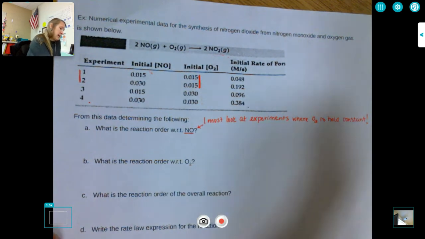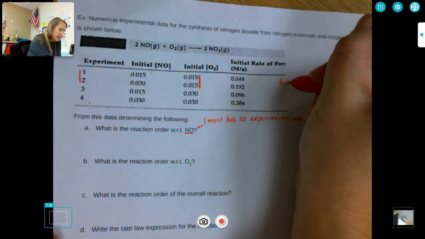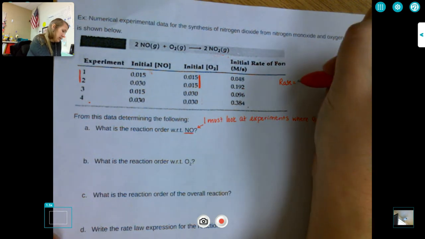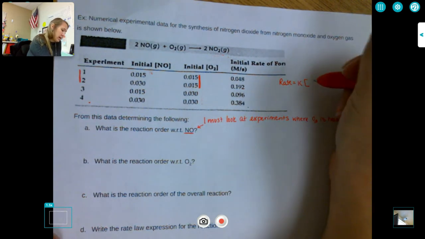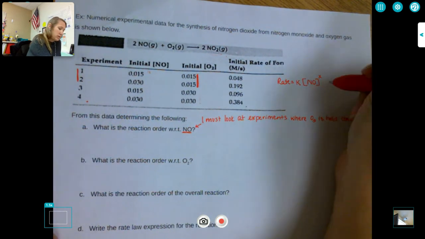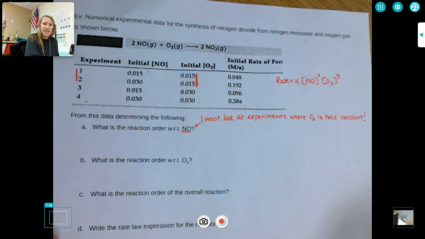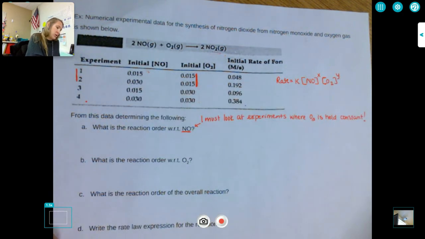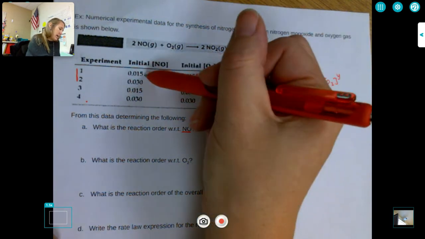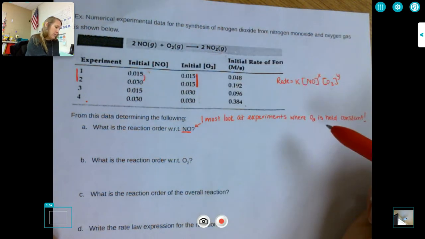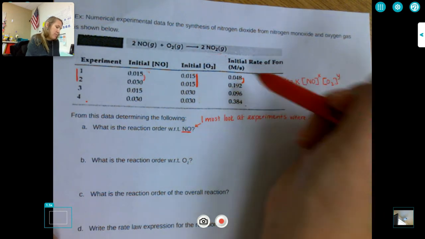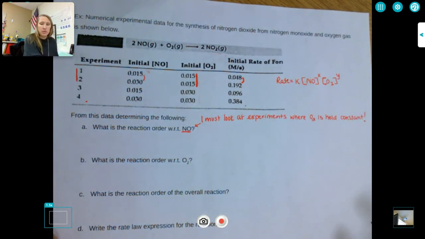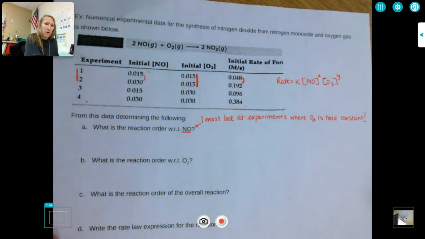And remember that we can say that our rate is equal to k times our concentration of one reactant raised to its order times the concentration of our other reactant raised to its order. We know rates and we know concentrations, and I want to know, when I doubled my nitrogen monoxide, how does that impact my rate? Does it double? Does it triple? Does it quadruple? That's going to help me figure out my order.